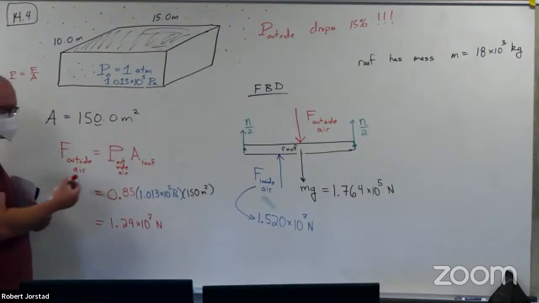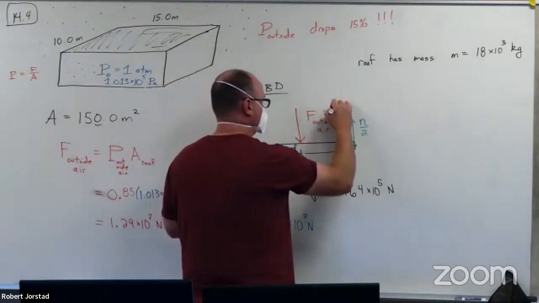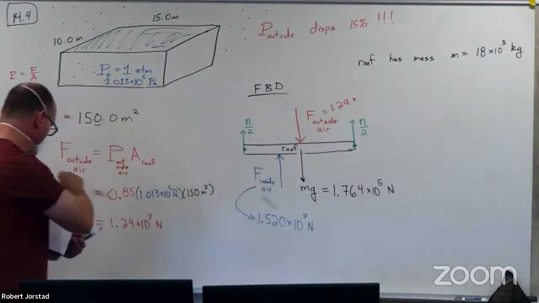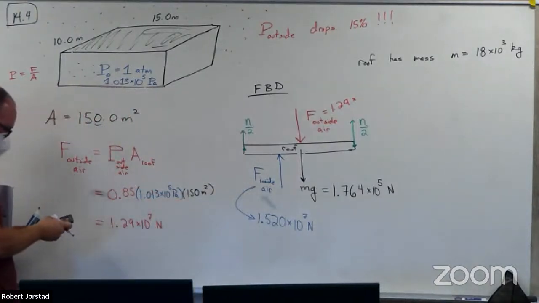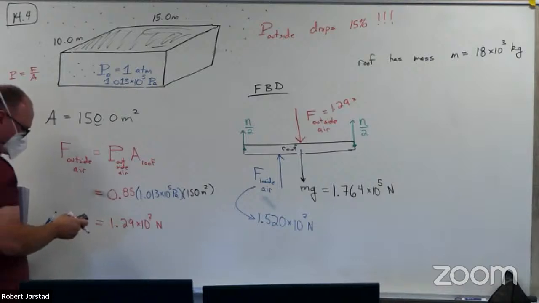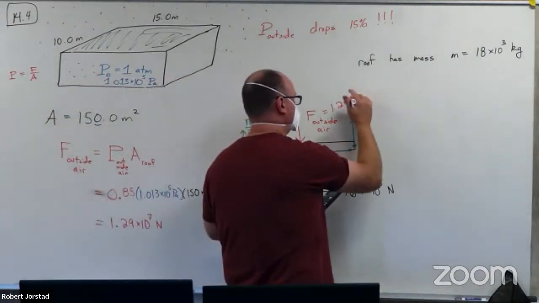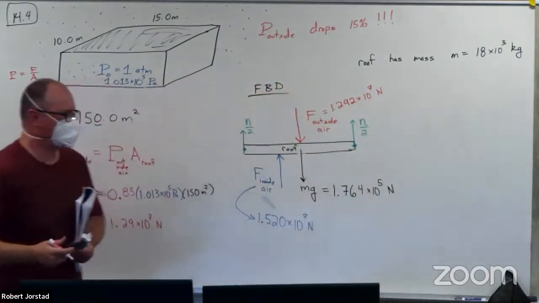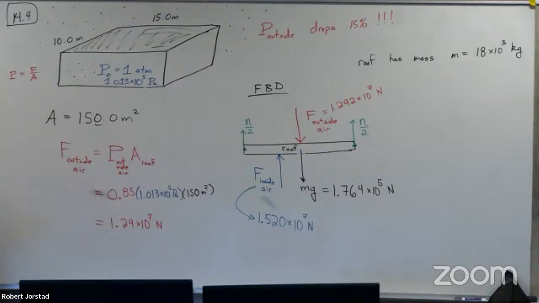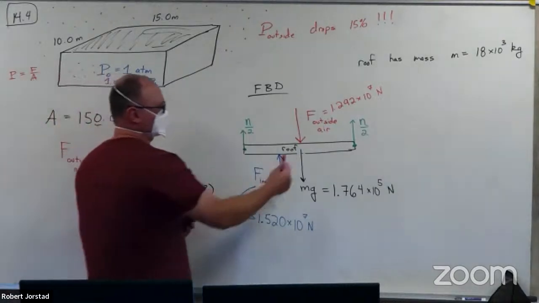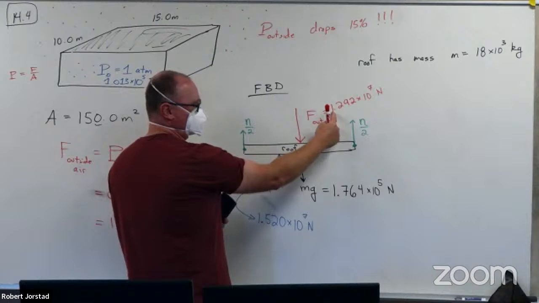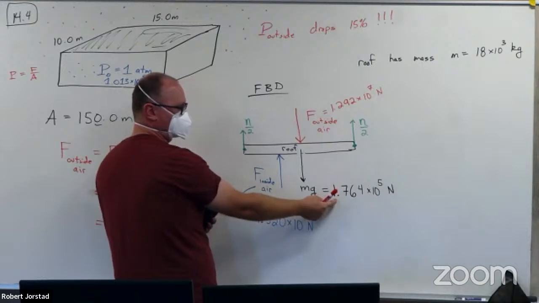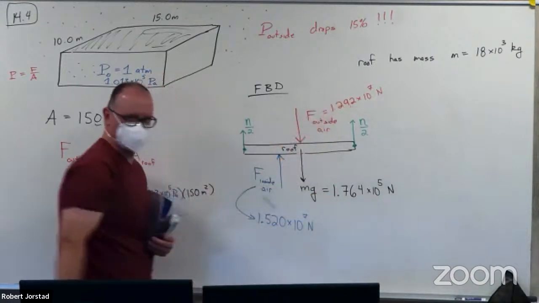So we figured out this one up here. What was it? 1.29. I'm going to get that next digit, 292. Where is 10 to the 5th in this number? Think about this. This is 1 times 10 to the 7th, that would be 10 to the 6th, that's 10 to the 5th. So notice this number makes a difference in the third decimal place.